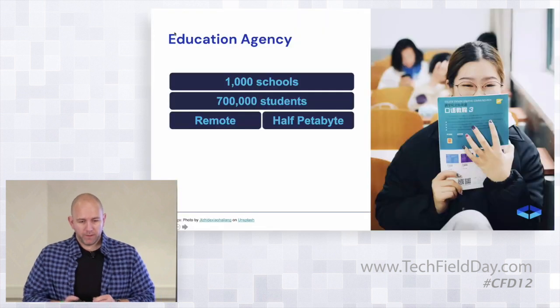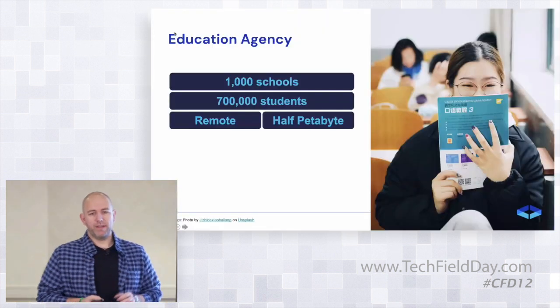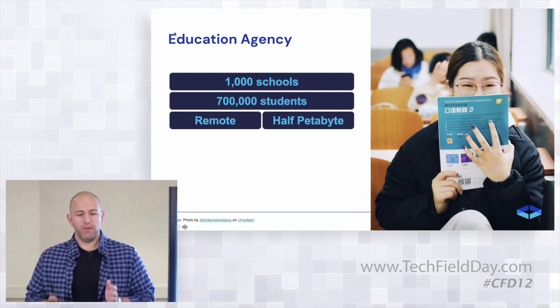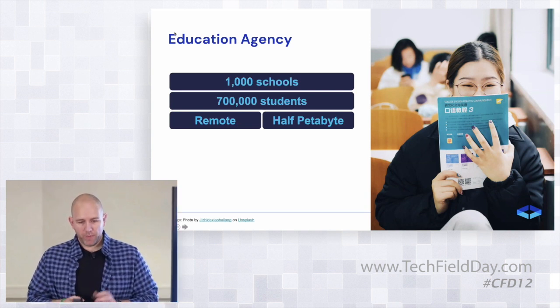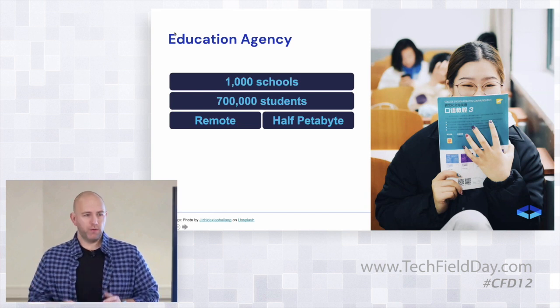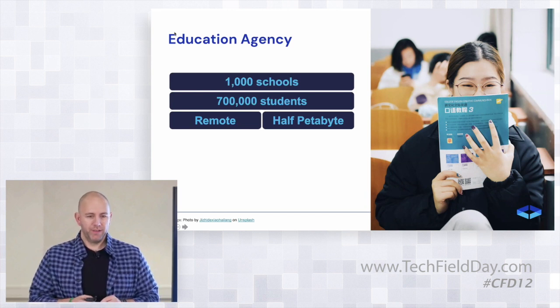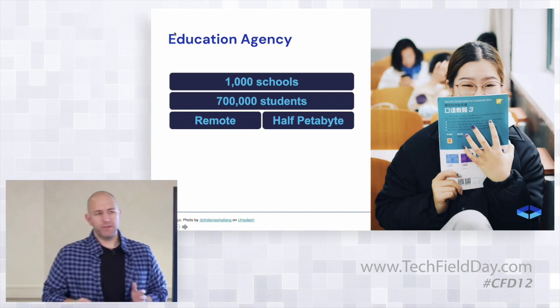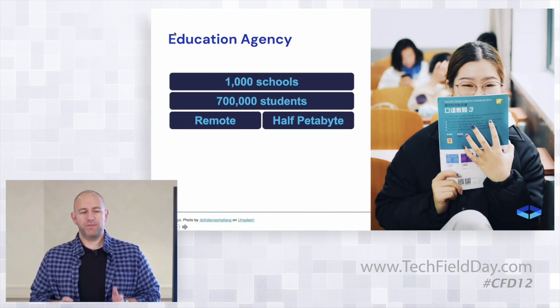I'm going to start with one that is very close to my heart because learning, I think, is really important. It's about an education agency, and that education agency has a very old infrastructure. And when I say old, it's from the 90s. And they are all considered as remote branch offices.